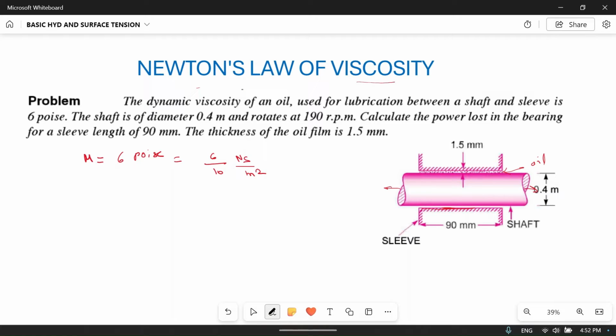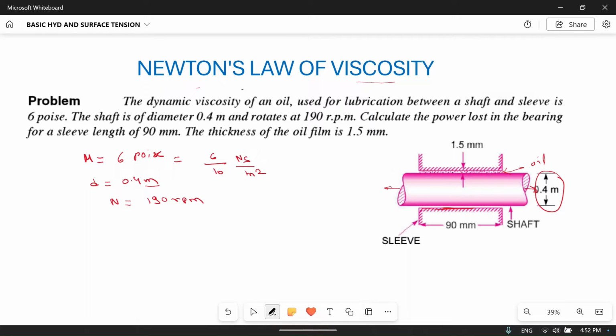Now the next thing is the shaft is of diameter 0.4 meter. So it is already given here. Diameter D is equal to 0.4 meter. Meter is already standard, so we don't need to convert it. And it rotates at a speed of 190 rpm. N is the speed of the shaft, which is 190 rpm.